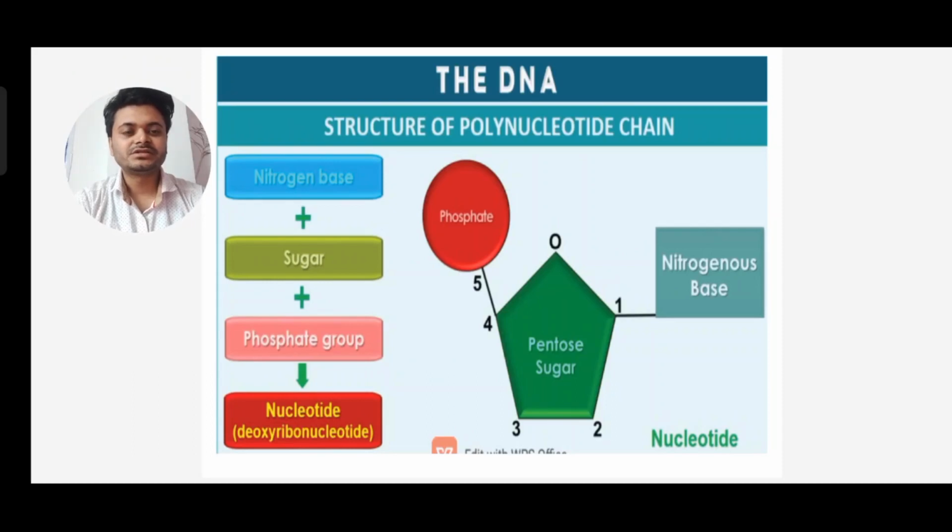Next you see the structure of the polynucleotide chain. It consists of nitrogen base, sugar and phosphate group. These three combine to form a nucleotide, that is deoxyribonucleotide. In the figure, the center one is the pentose sugar. A phosphate group is attached to the fifth carbon atom, and in the first carbon atom the nitrogen base is attached. Pentose sugar has 5 carbon atoms.